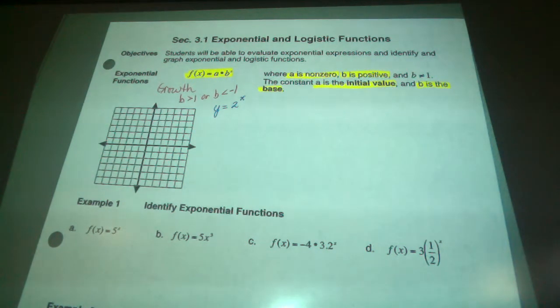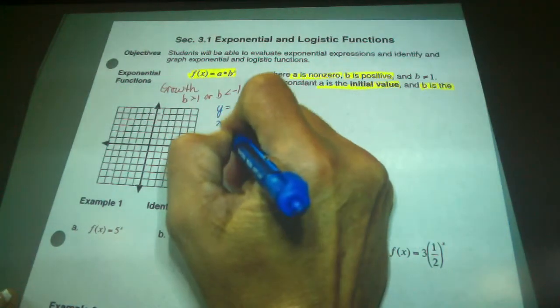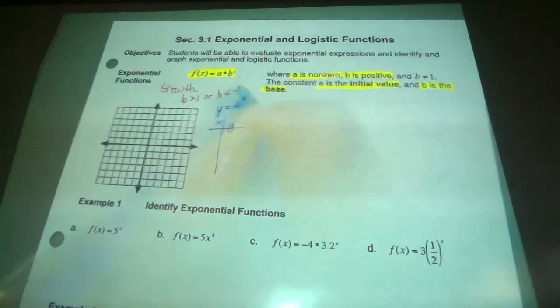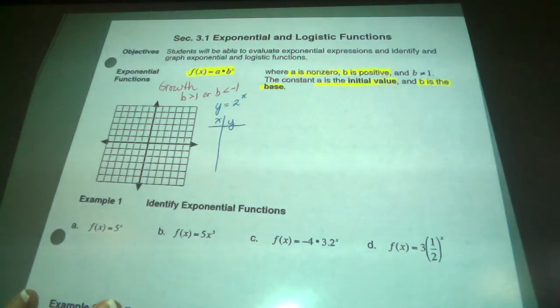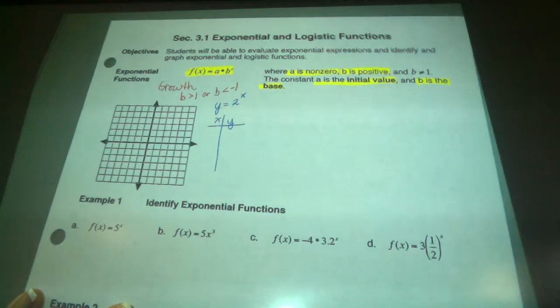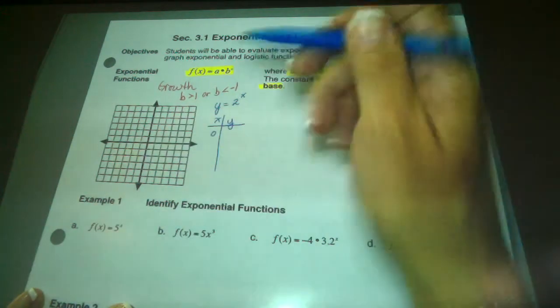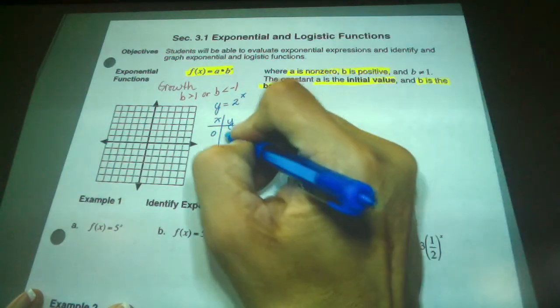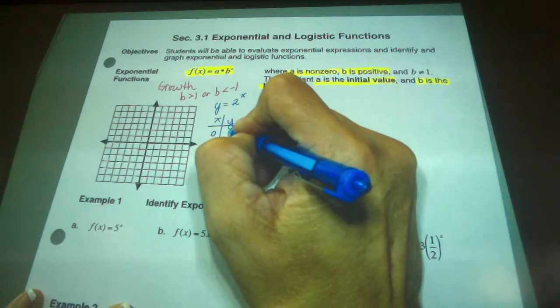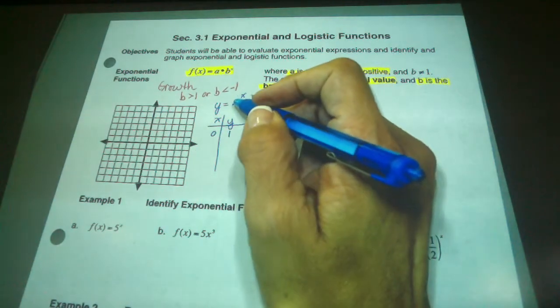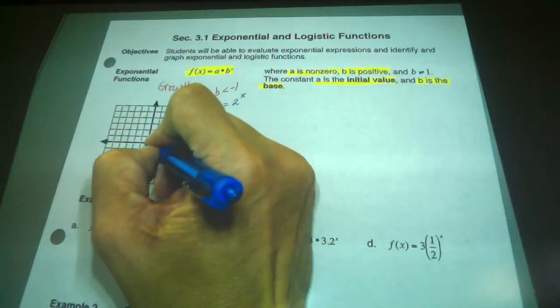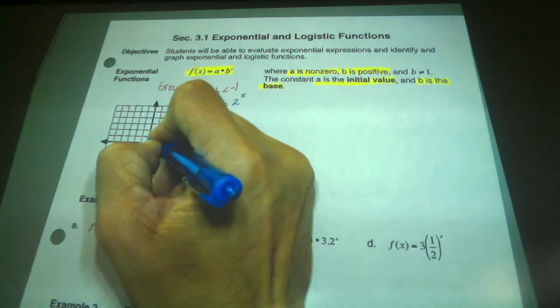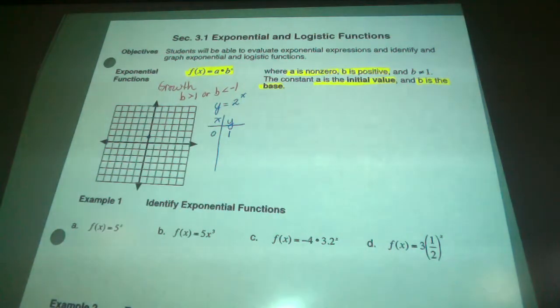So let's go ahead and find an xy table. Whenever I do exponential functions, I'm always going to start off with letting x be 0, the easiest one to find. If I let x be 0, what is 2 to the 0? 2 to the 0 is 1. Anything to the 0 power is 1. So I'm not going to go right or left, but I'm going to go up 1.